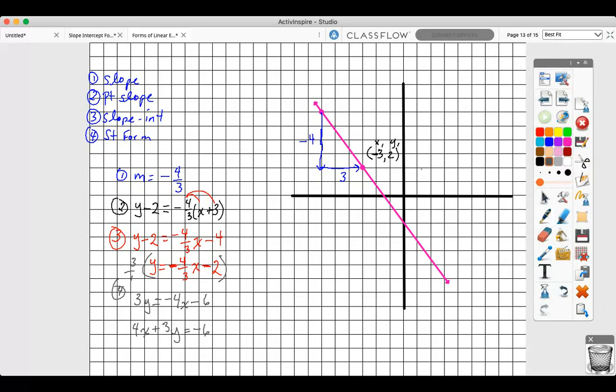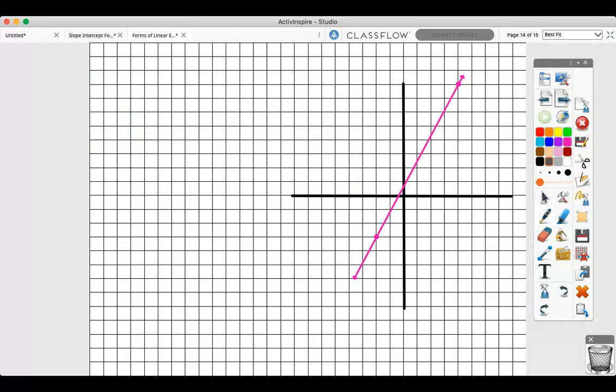And all we needed from the graph was the slope and a point. All right, let's do one more, and then we'll be done. Okay, here we go. We have another line, same process. So remember, first we get the slope.